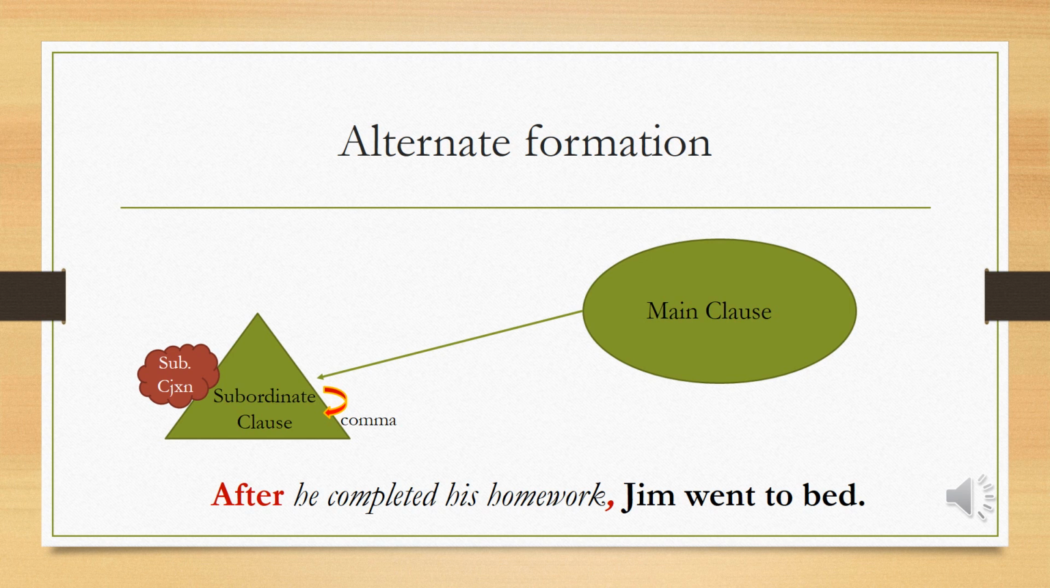So "Jim went to bed" goes to the back now. "He completed his homework" goes to the front, and the subordinating conjunction goes to the front of that. So: After he completed his homework, comma, Jim went to bed.